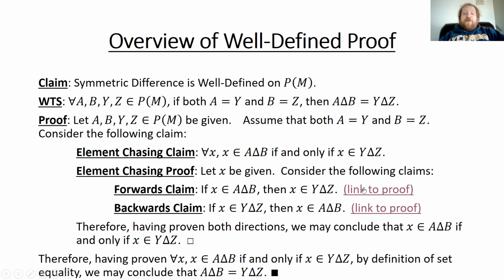However, there's a bit of an adventure in proving both the forwards and the backwards claim of our element chase. We end up assuming A equals Y and B equals Z, and end up proving that A symmetric difference B equals Y symmetric difference Z, given that symmetric difference is well defined. Okay, we will do closed next.